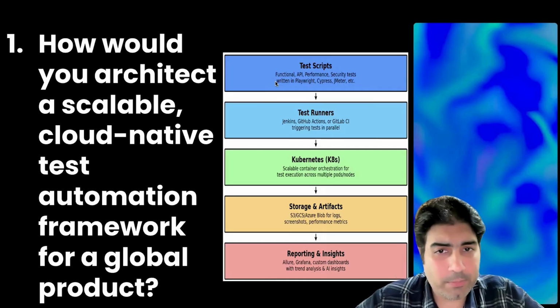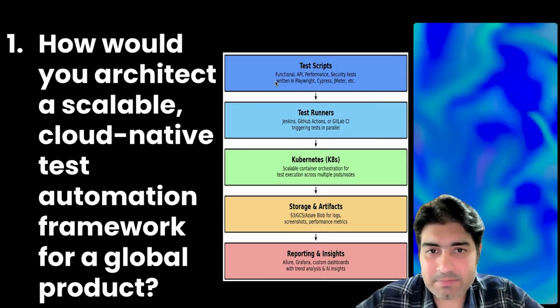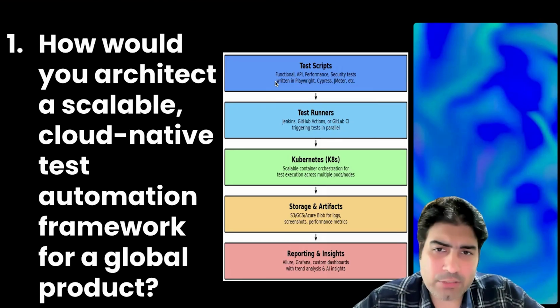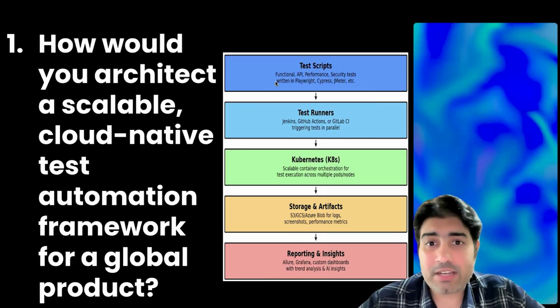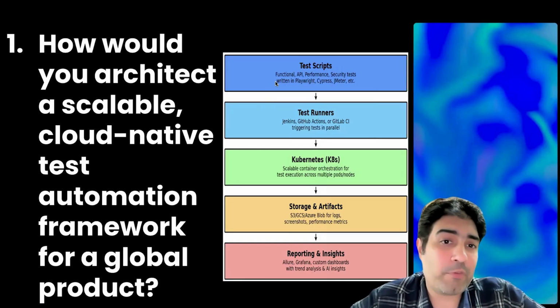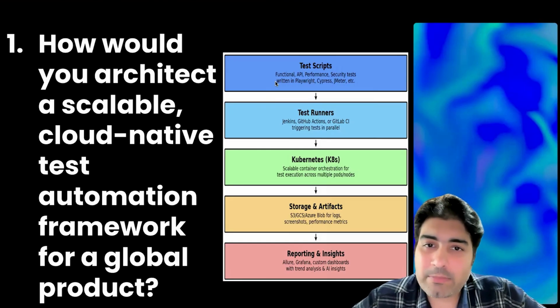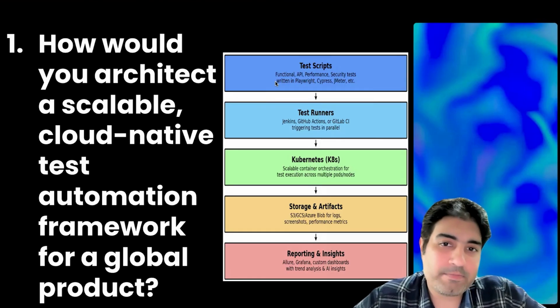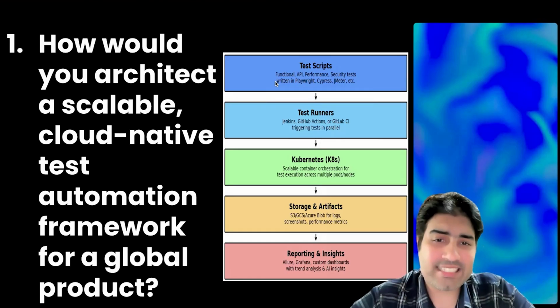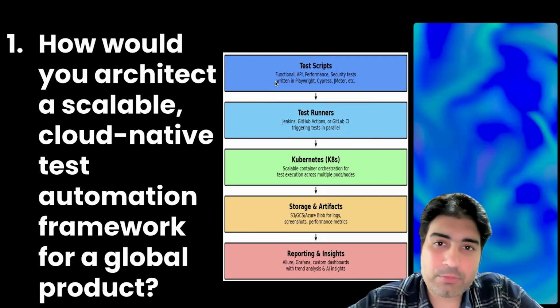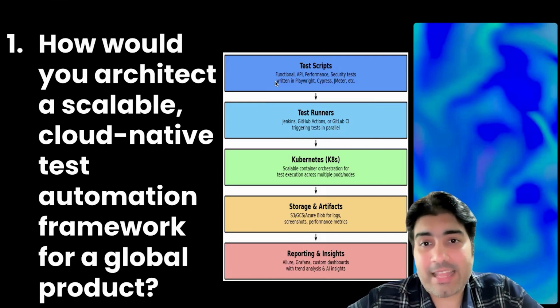Then, talking about reporting and observability, or insights, you can use Allure, Report Portal, or several other reporting dashboards for test results. You can also leverage Grafana dashboards for performance trends, and tracing with Jaeger or OpenTelemetry for distributed debugging. And don't forget security and secrets. You can use HashiCorp Vault or Kubernetes secrets to manage your credentials and rotate them automatically.